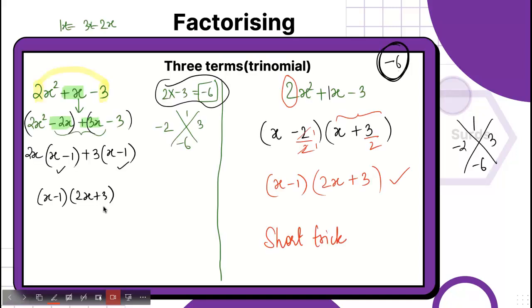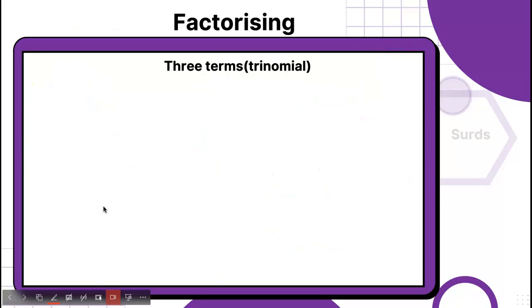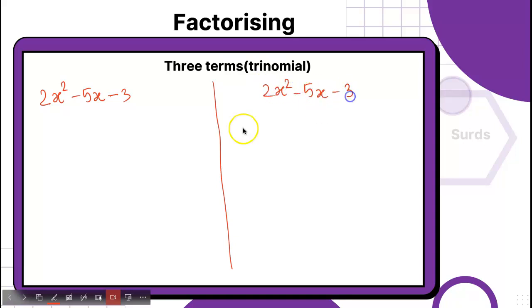Okay, so maybe I'll show you some more questions based on the method to make you understand it better. Let me see here. Okay, so say for example, we have 2x squared minus 5x minus 3. This is the question from your book itself. We are writing the same question because we will follow both the methods.